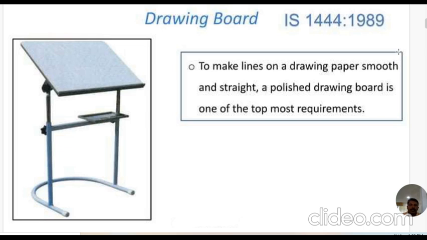For example, the D00 drawing board dimensions are 1525 into 1200. If the tolerance on the length and width is plus or minus 5, it means 1525 sometimes appears as 1520 and sometimes as 1530. D00 and D1 drawing boards are used by drawing officers, and the D2 drawing board is used by engineering students.